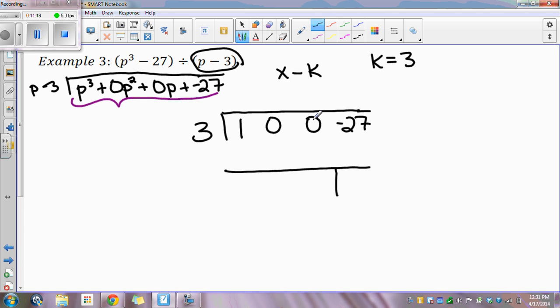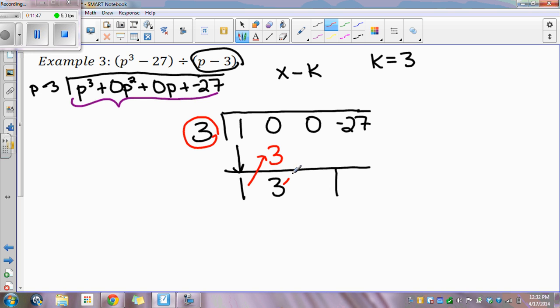Keep yourself organized, draw those lines to help you. First thing we need to do is drag the 1 straight down and repeat it. Then we start in by multiplying by our k's. Each of these diagonal arrows will multiply by k, and k is 3. So 1 times 3 is 3. Add up the column, 0 plus 3 is 3.